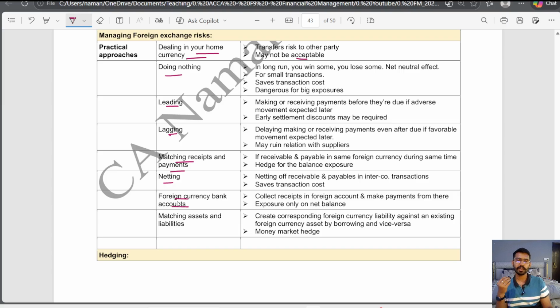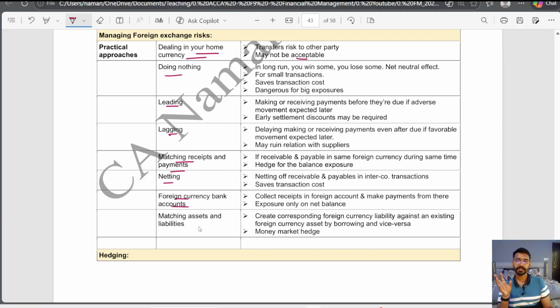Okay, this is netting. Another more logical approach for managing foreign exchange risk is, if you have a setup in a foreign country, if you have frequent receivables and payables in that foreign country, why not open a foreign currency bank account? So you have all of your receipts in foreign currency, you have all of your payments in foreign currency, your exposure would only be for the net balance that remains.